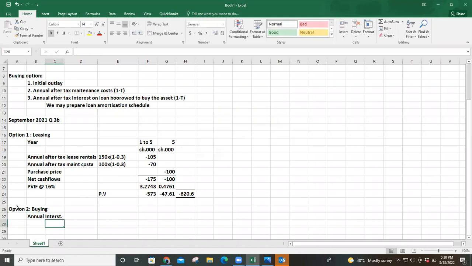And to get the annual interest, let's get our annual installment, which equals the amount of loan. We borrowed 800,000 divided by PVFA, the present value interest factor of annuity. The cost of capital was 16%, and the loan was to be repaid over a period of 5 years.